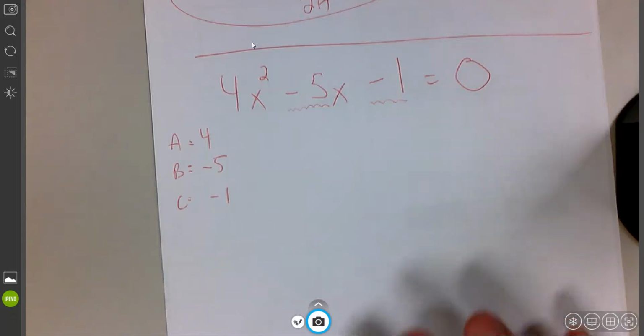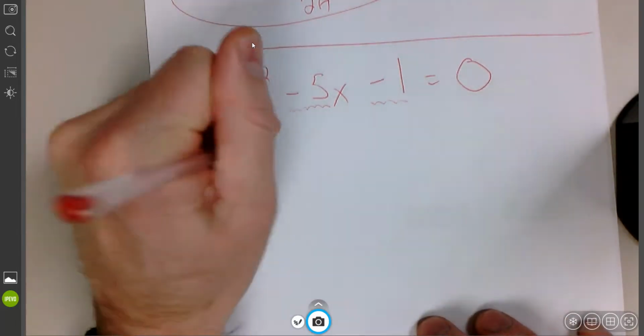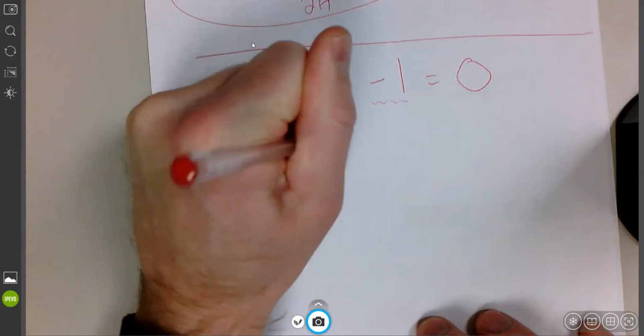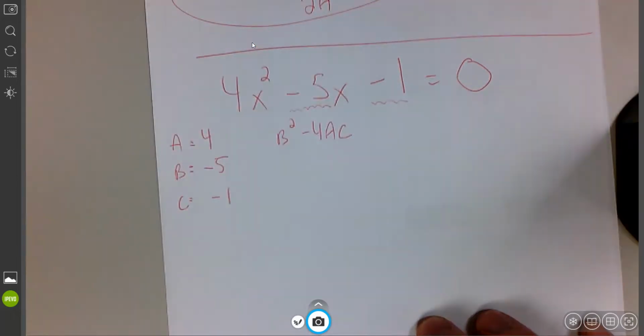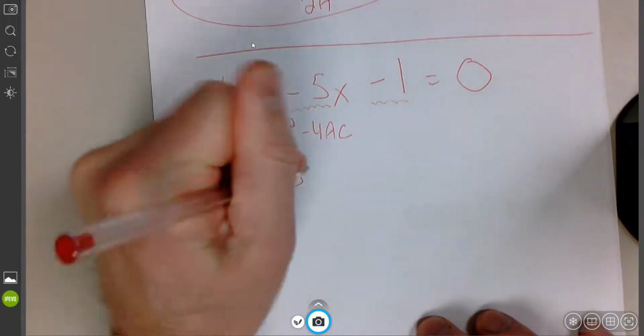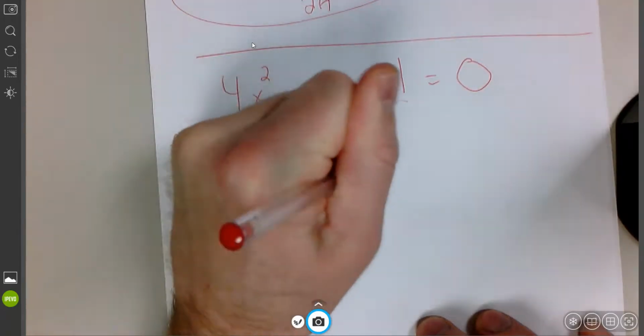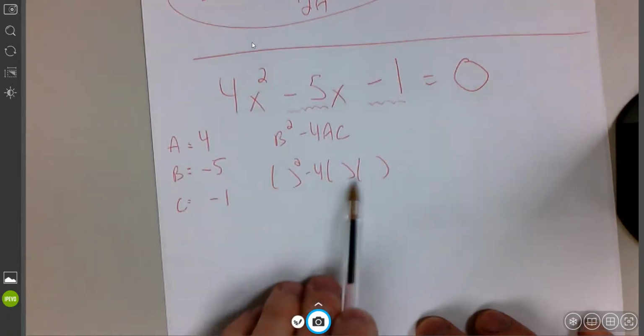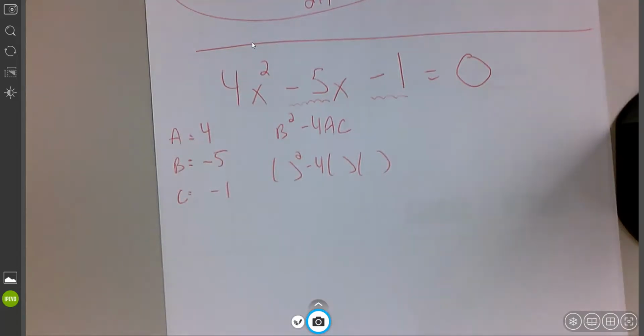Okay, and step 2 for us then, as we ramp this up a little bit, is to find the discriminant. B squared minus 4ac. We did a whole worksheet. We did a whole video. We did a bunch of practice with this. So we are going to do b squared minus 4ac. And then we're just going to fill in what those values are.